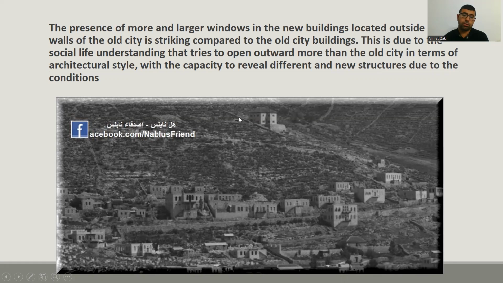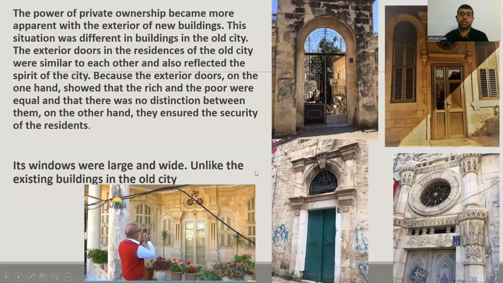As we saw from this photo, we will understand the typology of the buildings and the differences that have been seen in these buildings. The power of private ownership became more apparent with the exterior of new buildings. This situation was different in buildings in the old city.